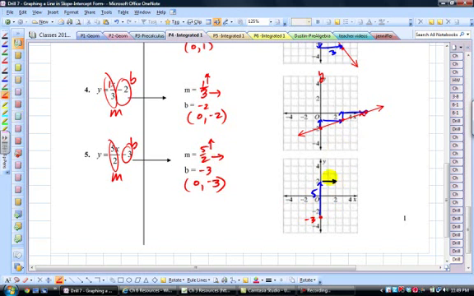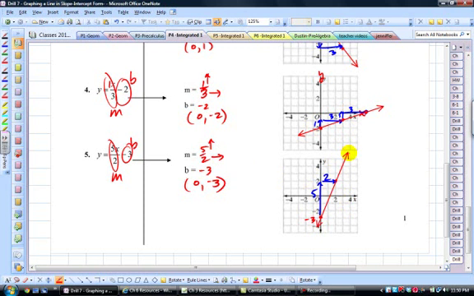You can keep on repeating this as long as you want. Up 5, right 2, up 5, right 2. Let's graph this last line here. Here we go. And there you go.